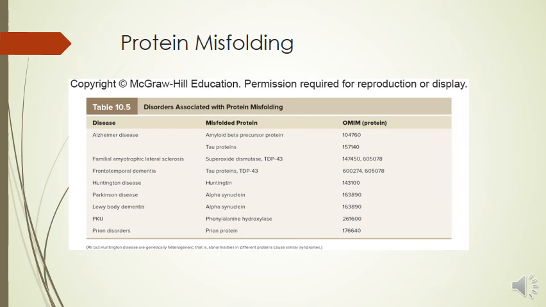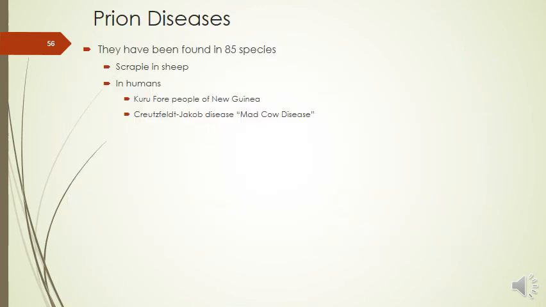Just to take a look at one of the proteins here, if we look at Huntington disease, for example, extra glutamines in the protein huntingtin cause it to obstruct the proteasomes. I would like to end this part of this week's work by discussing just a little bit about prion diseases.